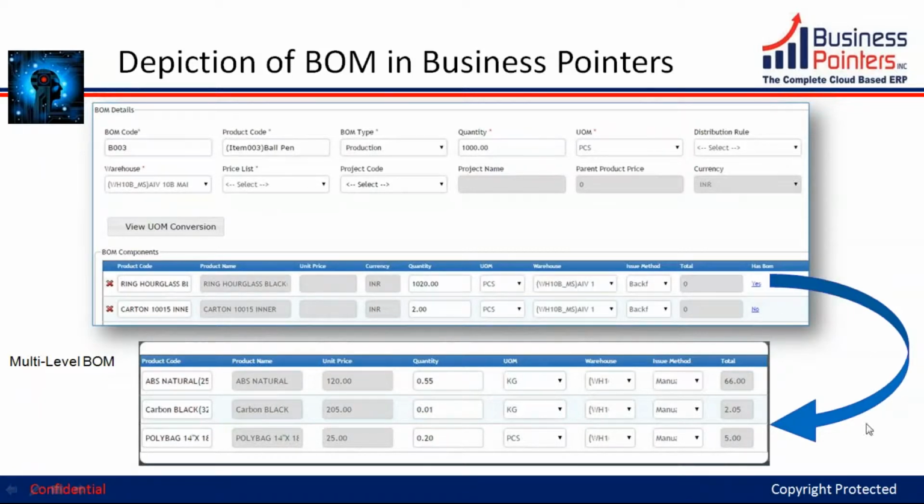Now next we have ring hourglass, the components of ring hourglass, which are ABS natural, carbon black, and polybag, which are 3 raw materials. So if you see over here, the quantities being noted for how much material or how much semi-finished product, what pieces are being used to make the 1,000 quantity of ball pen, plus what is the unit price of each of those raw materials, and what will be the total price required. So it's all being calculated in the bill of materials in business pointers. So this is a depiction of a multi-level bill of material.